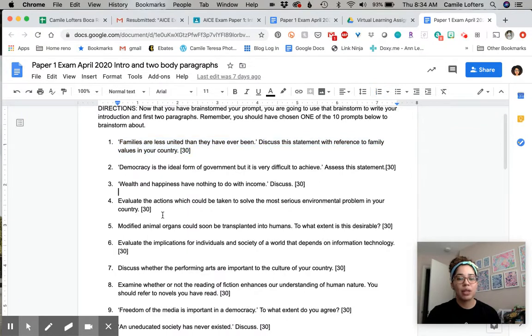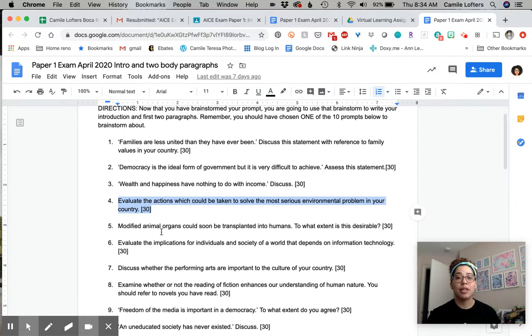Another one that was really, really popular was this one right here, number 4. Evaluate the actions which could be taken to solve the most serious environmental problem in your country. Again, it's asking you to pick the most serious environmental problem and state what country you're in. So in your introduction, you need to say something like, pollution is the most serious environmental problem in the United States, or deforestation, or there's just so many different problems you could write about, but you need to establish what problem you're writing about and that you're in the United States.